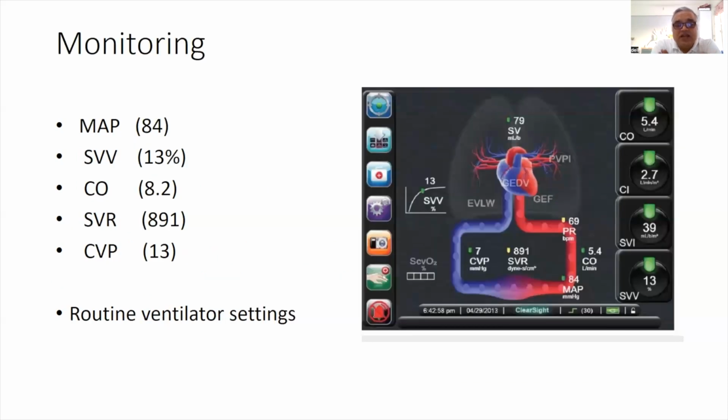Now this is cardiac output monitoring. You all might be well versed with this monitor because you are doing a good number of cardiac cases also.